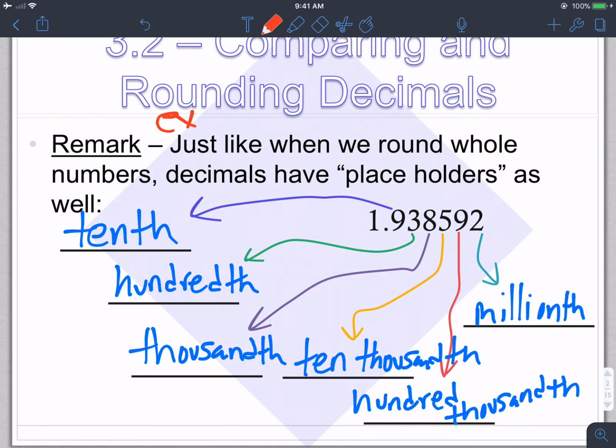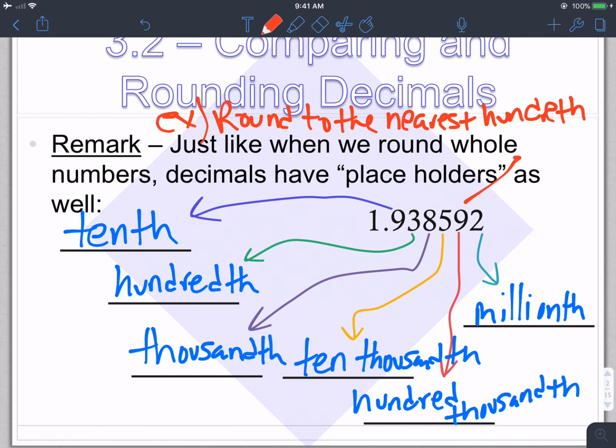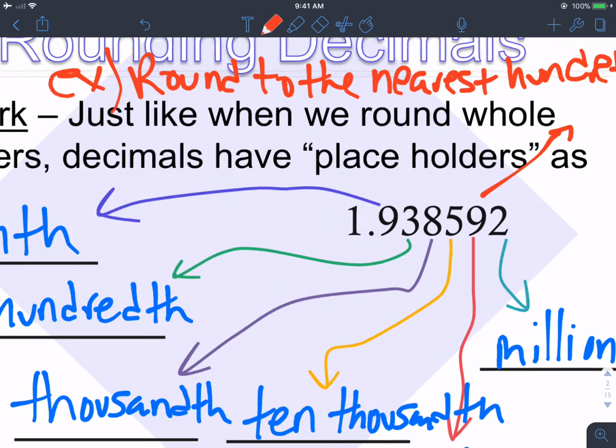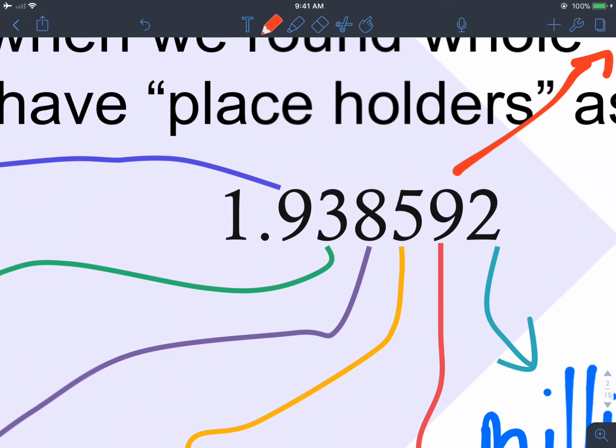Okay, so example, round to the nearest 100th. The same process applies. All right, look at the 3, which is the 100th decimal point. The number to the right of that is 8, so 5 and above, give it a shove, the whole thing. 4 and below, let it go. You would make it 1.94.